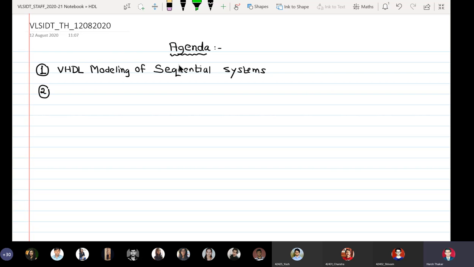Why D flip-flop, Chandan? Why the choice? Sir, it holds the D value. It holds the value for some time. My question is from the design point of view. Sir, it has only two states. No, every flip-flop has two states.